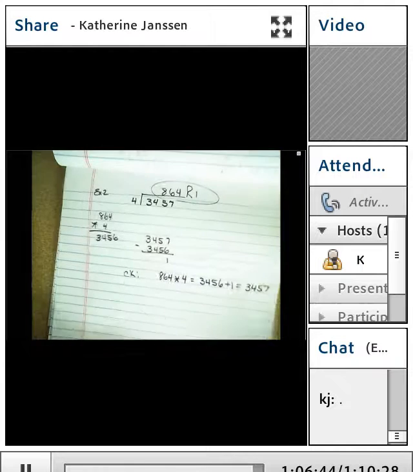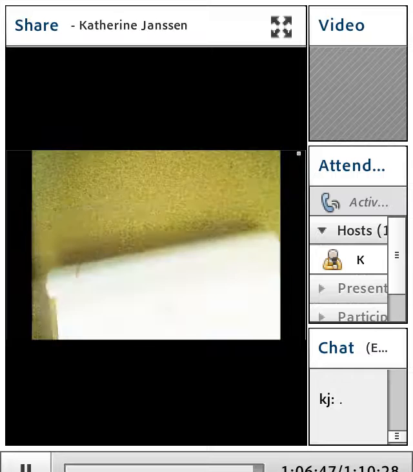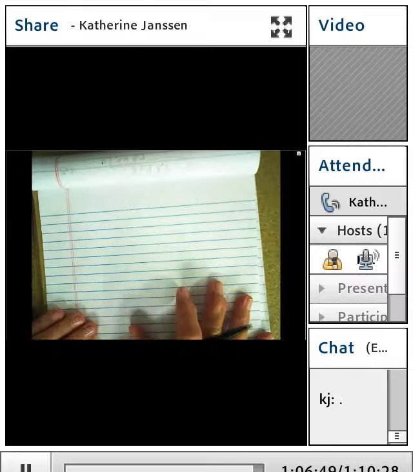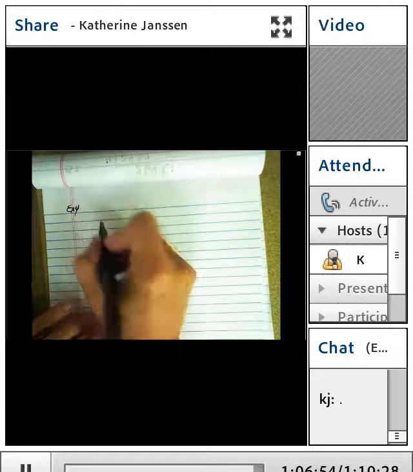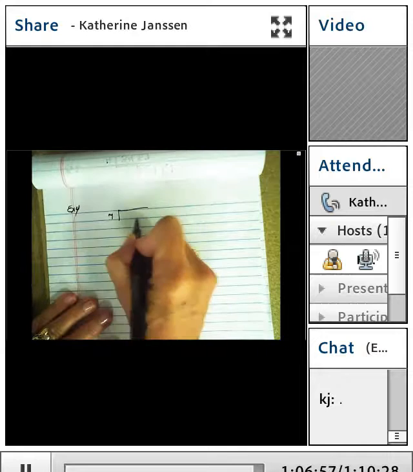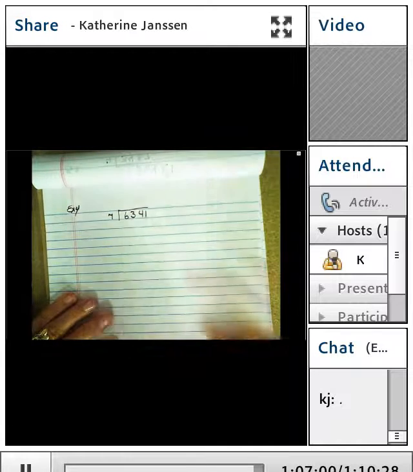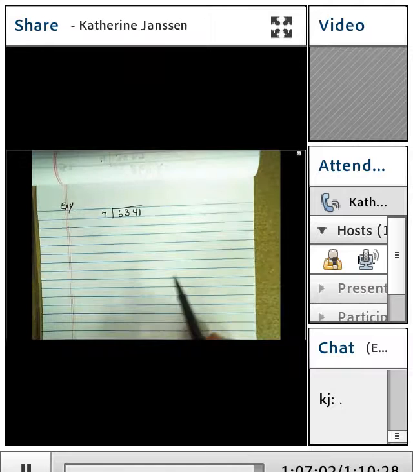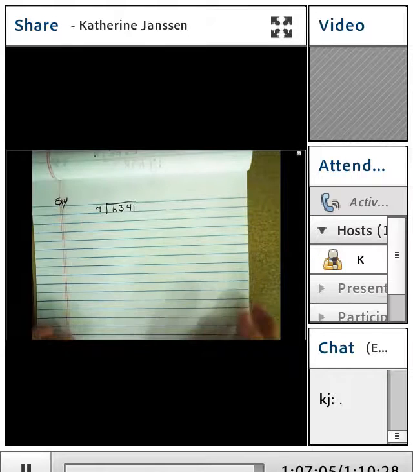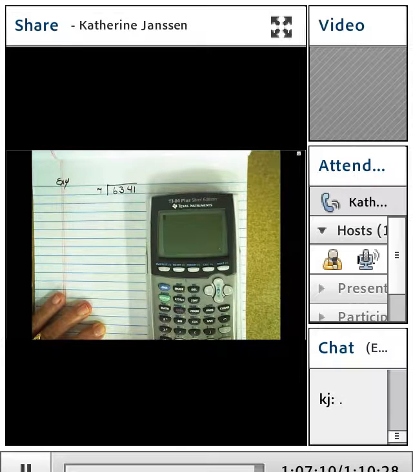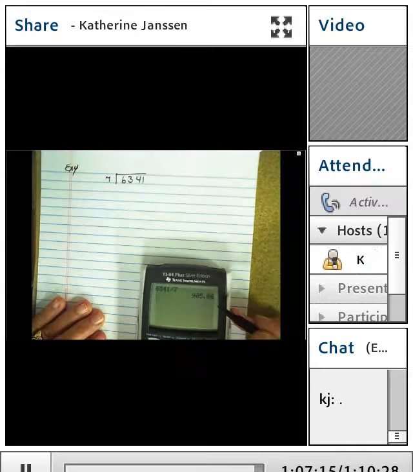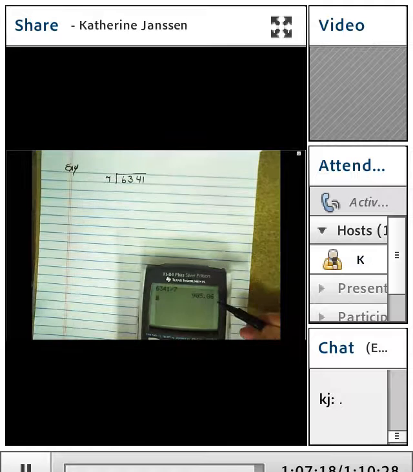Let's try one more. Example 4 on page 31. 7 goes into 6,341. Well, I could do this longhand, but that can be tedious and I can easily make a mistake. So let's use our calculator. 6,341 divided by 7, enter. I get 905 plus a little bit, 0.86.